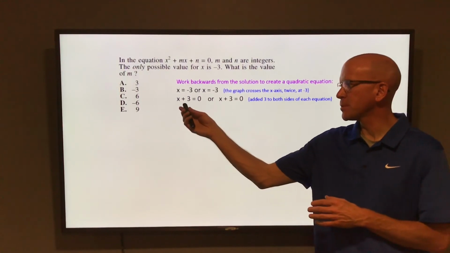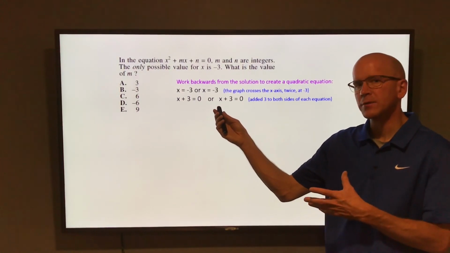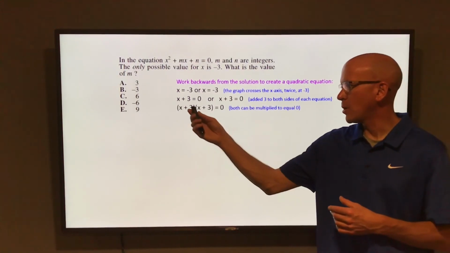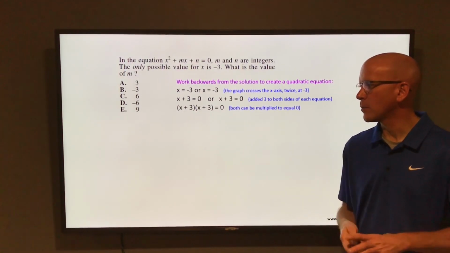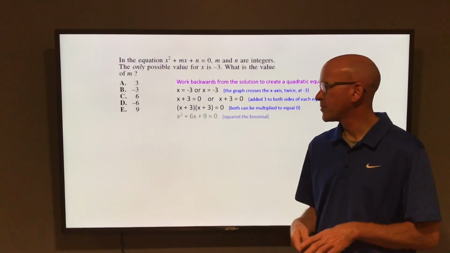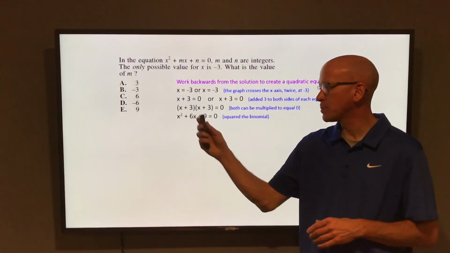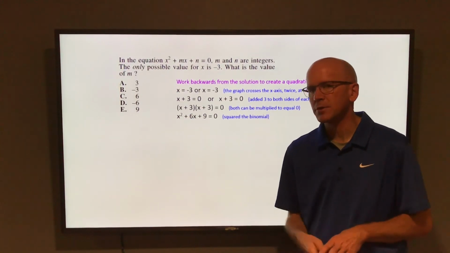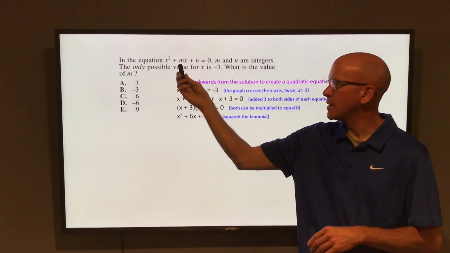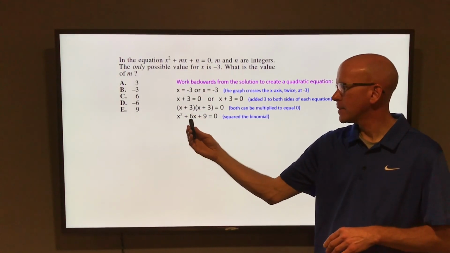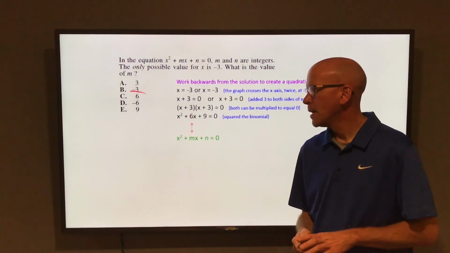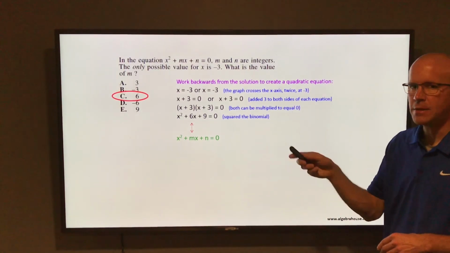Now if you take that x plus 3 and that x plus 3, they're both equal to 0. If you multiply them together, that'll be equal to 0. So multiply x plus 3 by x plus 3, set that equal to 0. Now everybody knows FOIL method, distributive property. x plus 3 times x plus 3 is going to be x squared plus 6x plus 9. Remember, we need to find the value of m. So we need to find that middle coefficient. Well, it's right there. The value of m is 6. And that happens to be letter C.